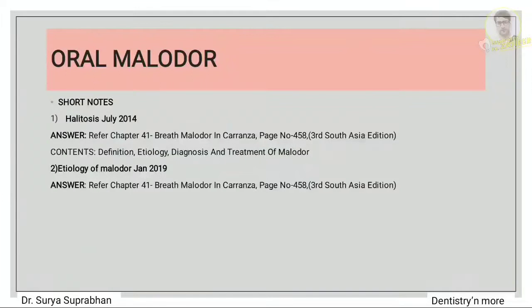Coming to oral malodor, the most commonly asked question is halitosis and etiology of malodor. They will usually ask it as a short note or a short essay. For halitosis and etiology of malodor, you have to refer chapter 41, breath malodor. For halitosis, first define halitosis, write the etiology, write how we can diagnose malodor, and write the treatment part. For etiology of malodor, refer the chapter. There are local as well as systemic causes. So please refer to this chapter.